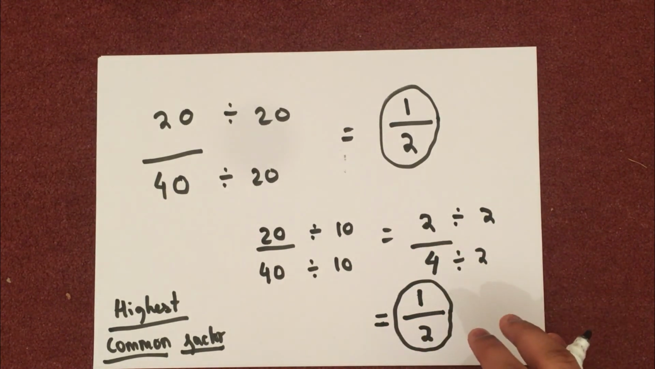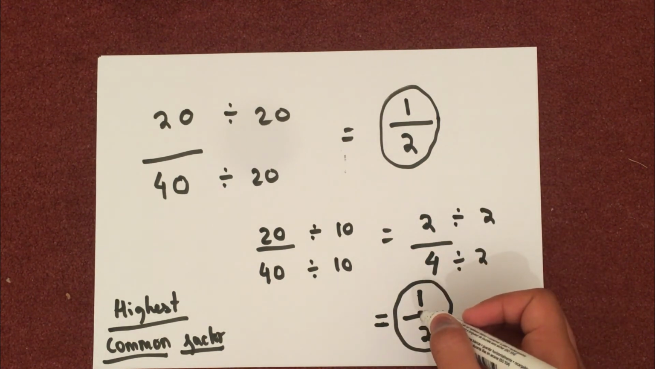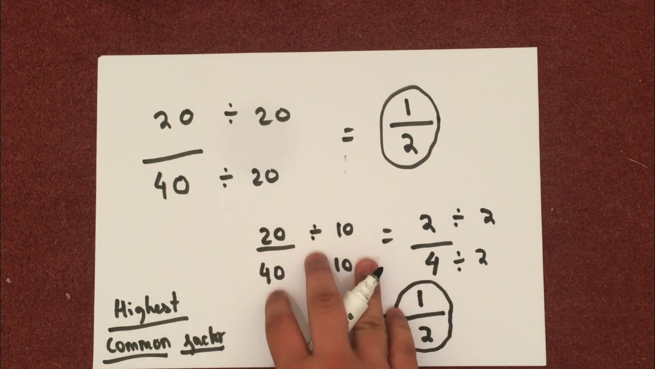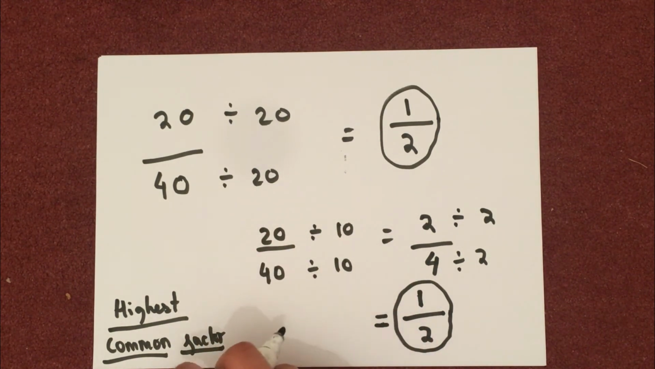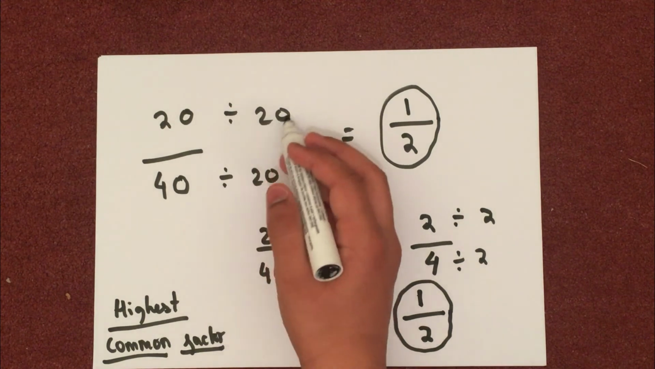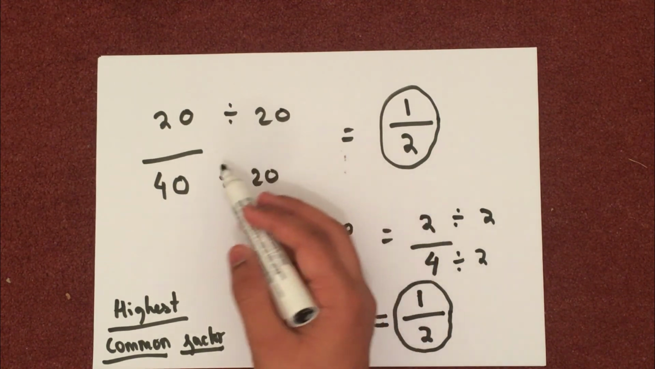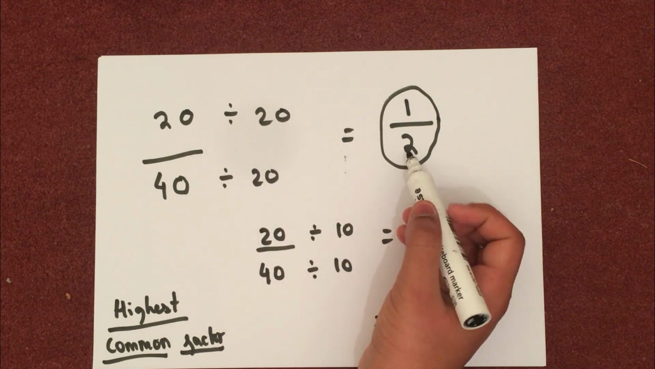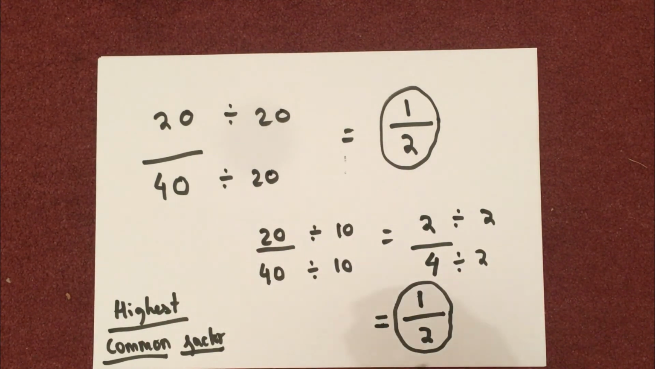So what can you see here? Here we got 1 over 2 and here we still got 1 over 2. So in whichever method you use, whichever common factor you use, you'd still get the same answer. But it would be easier for you if you use the highest common factor, if the number is small enough, so that you can get the simplified fraction in just one go. So it will be much quicker and you'll save more time in your exams to do other questions.